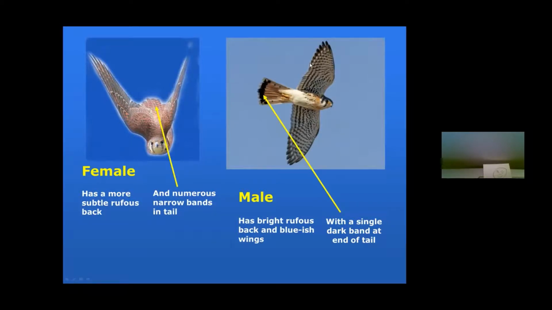Notice the very pointed wings that all falcons display. And the male has a sharp chin. Even in flight, if it's not too backlit, you can see a dark band at the end of the tail.